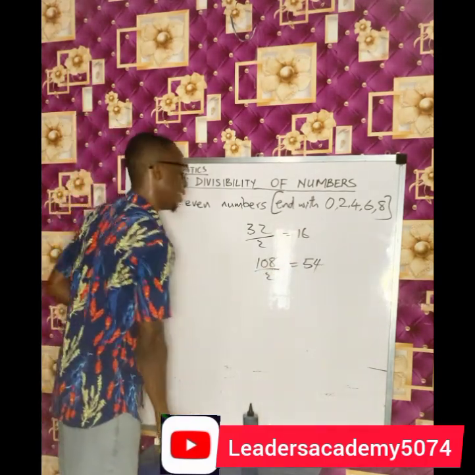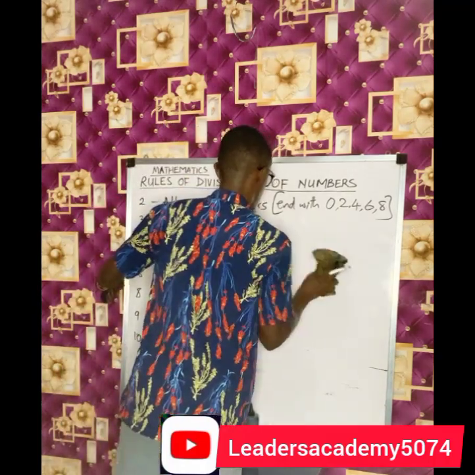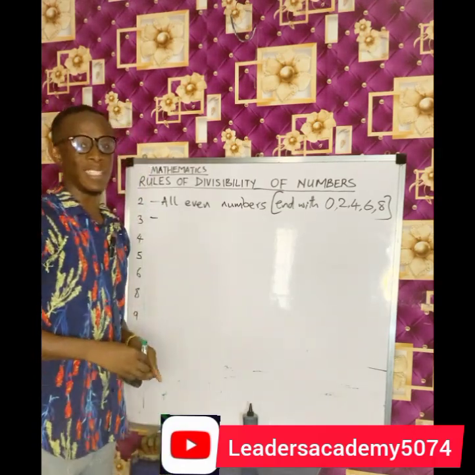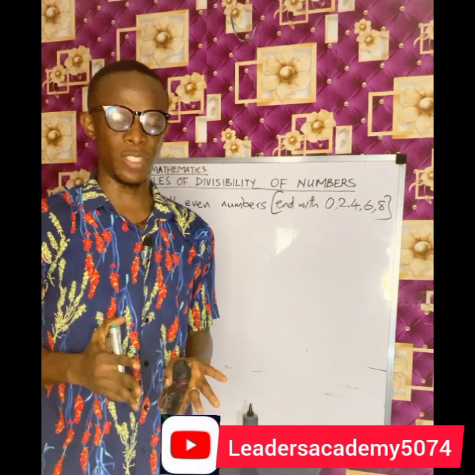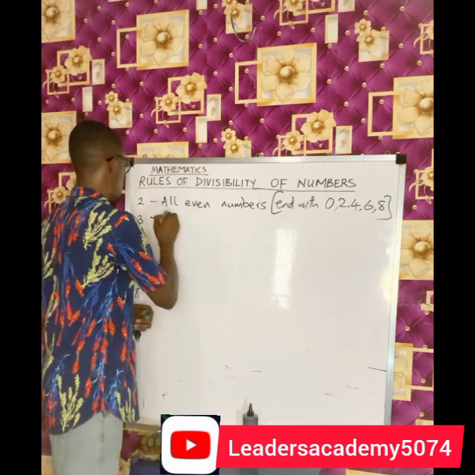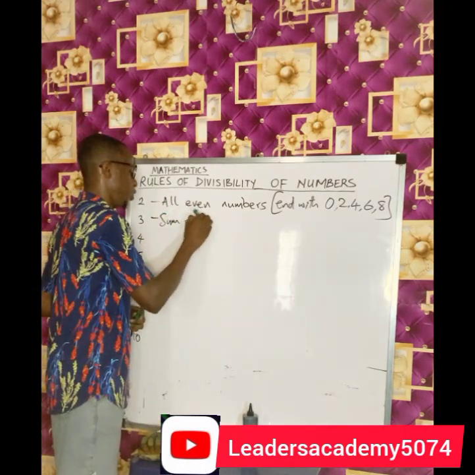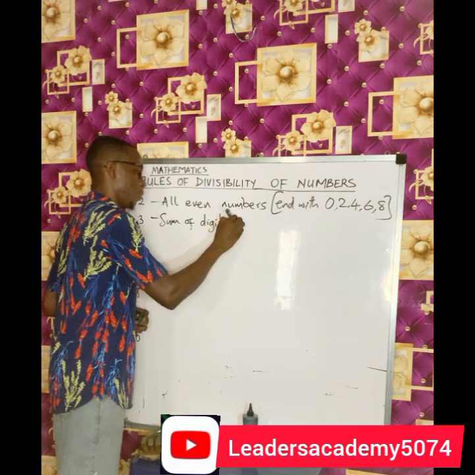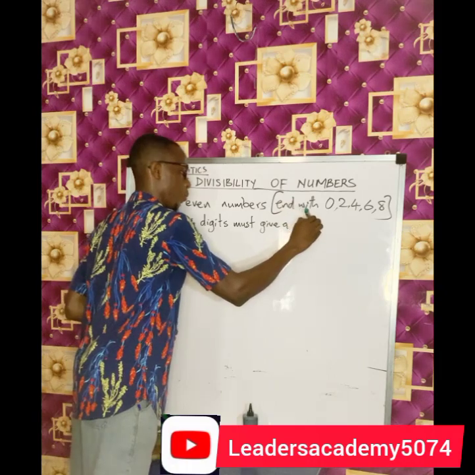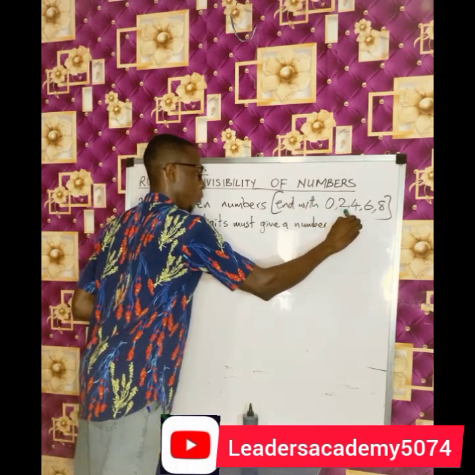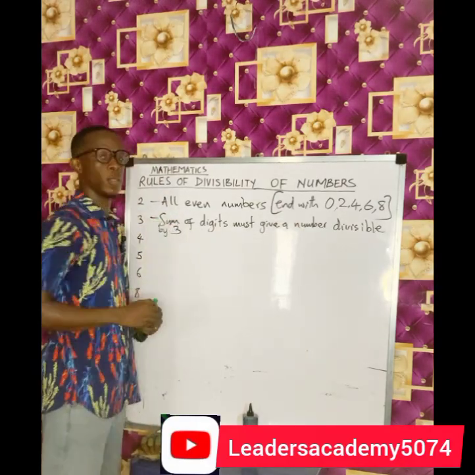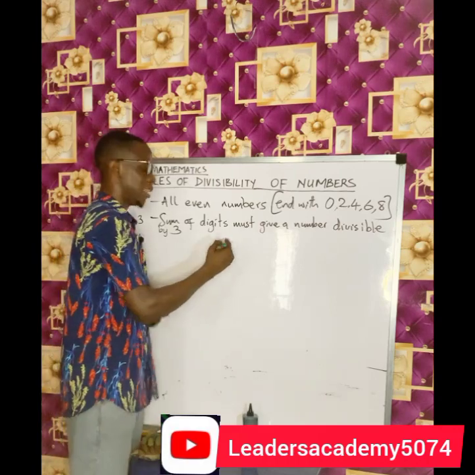Now let's look at numbers divisible by 3. For a number to be divisible by 3, the sum of its digits must give a number that is divisible by 3. For example, let's look at this number.